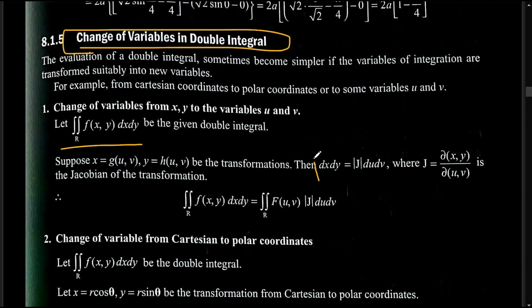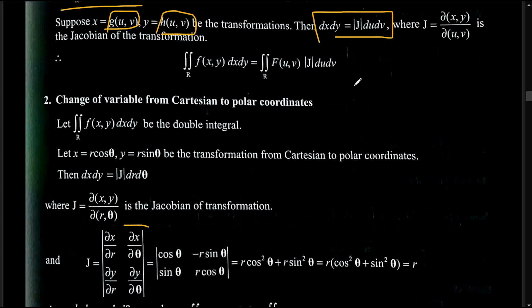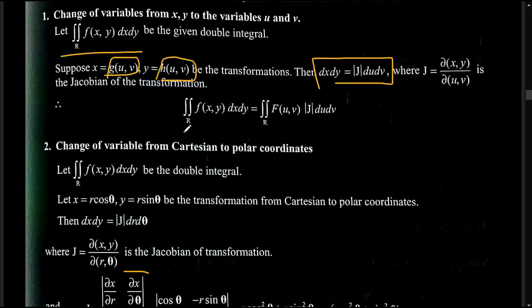So dx dy will be transformed into du dv, where x is a function of u and v, and y is a function of u and v, g of u comma v, h of u comma v, something like that. Instead of dx dy we have the Jacobian transformation, and the determinant of the Jacobian transforms it into du dv, where J is dou (x, y) by dou (u, v). What does this mean? You will get it by seeing the steps below. This is the actual principle behind this.